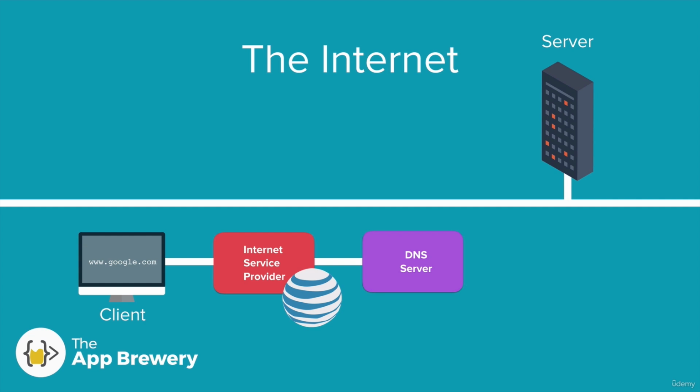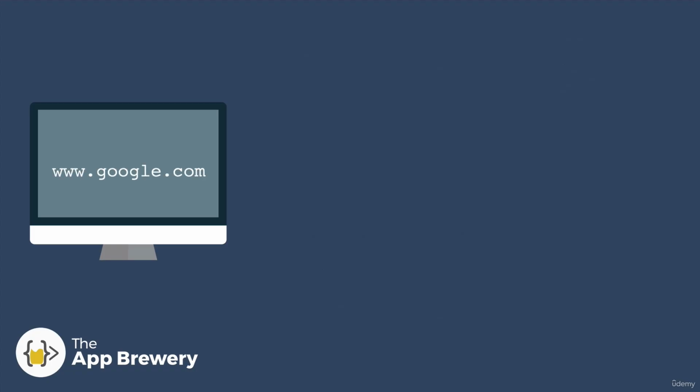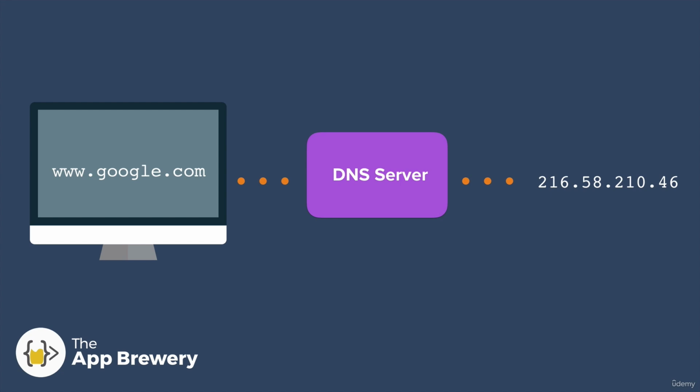And a DNS server is essentially just a souped up phone book. And what happens when you make that request through your browser is the DNS server will look up in its database as to what is the exact IP address of that website that you're trying to access.